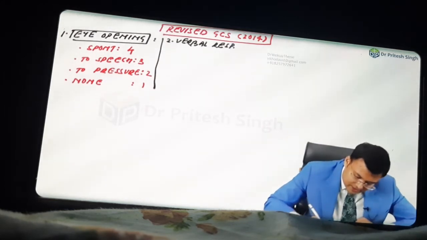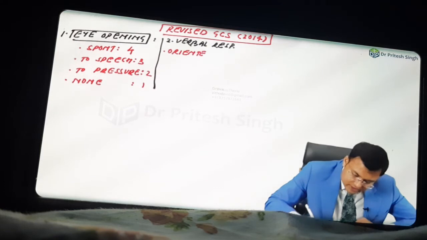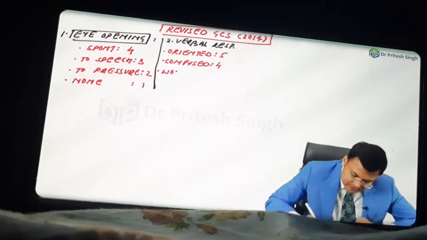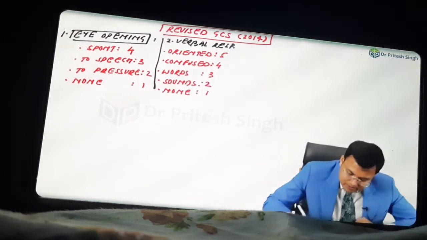Now see, if patient appears oriented, the score is 5. Patient is confused, in that 4. Patient is speaking some words, 3. Producing some incomprehensible sounds, 2. And none is 1. Third is best motor response.